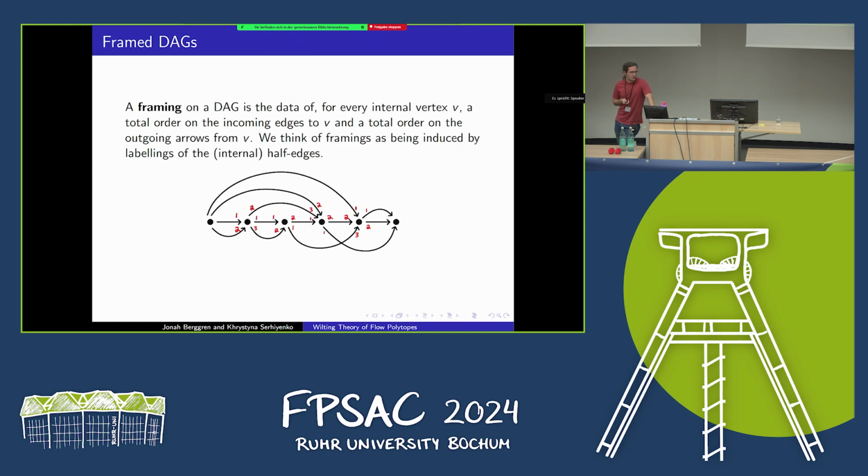Now we move to a bit of a more special case, a more recent area of study, which is framings on DAGs. So the data of a framing is, well, for each of my internal vertices, I want to totally order the arrows coming in. I have this one being the lowest and this one being the highest, and the arrows coming out, lowest, middle, highest. So I do this by just labeling my half edges that are next to internal vertices.